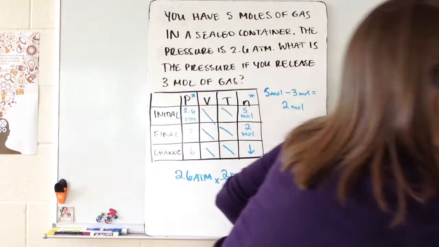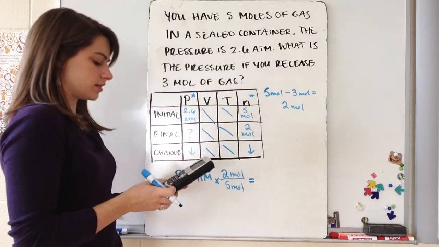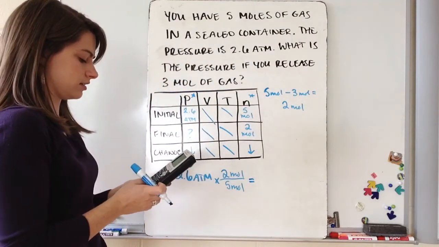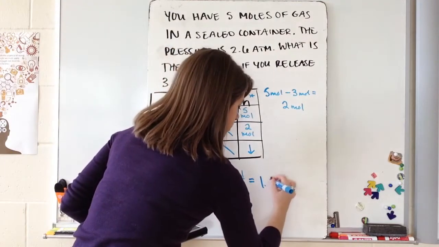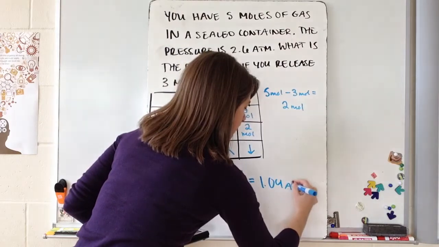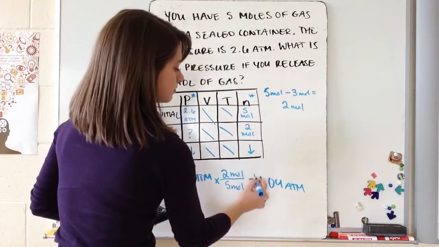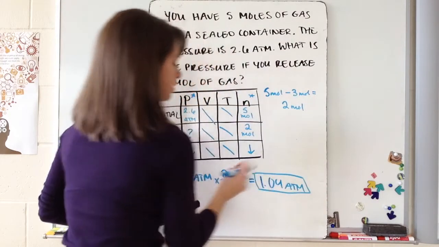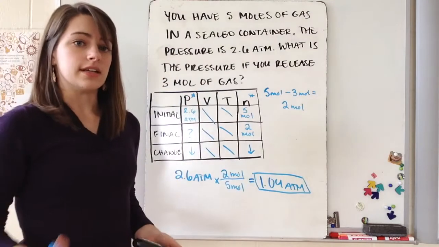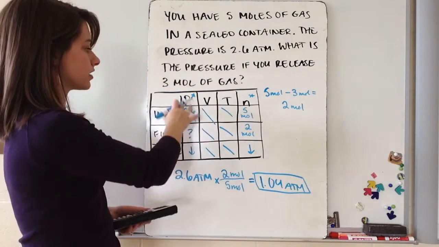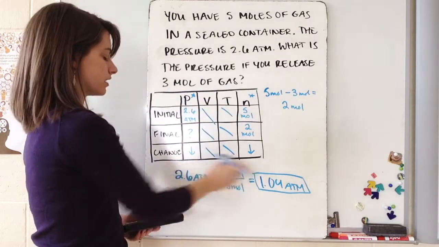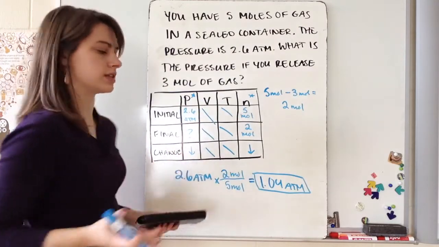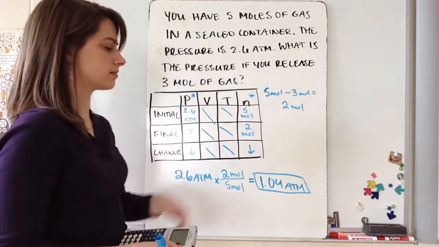Now, all I need is my calculator. 2.6 times 2 divided by 5 gets me a pressure of 1.04 atmospheres. Now the question is, does that answer make sense? Well, our pressure was supposed to decrease because our number of gas particles decreased, and 1.04 is smaller than 2.6. So yeah, that number makes sense.